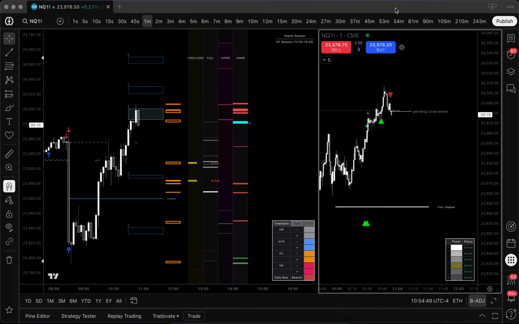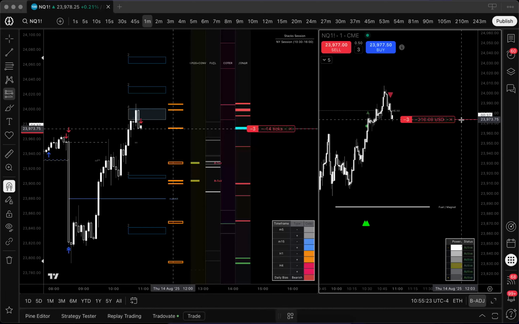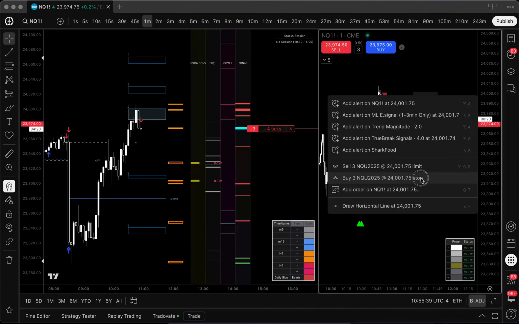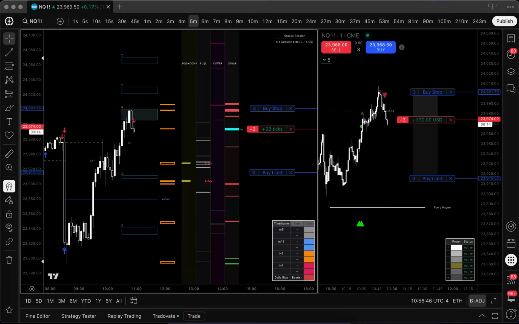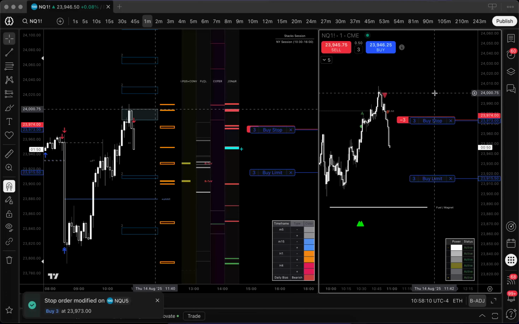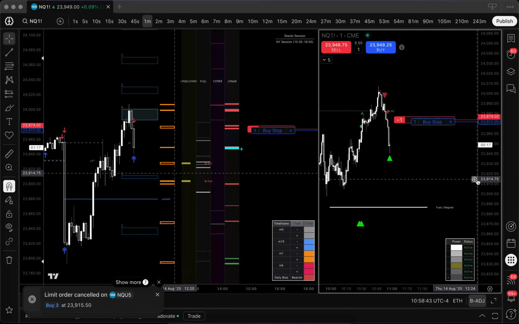So here we have a recording just from the other day where I am going through what looks to be an A setup. So an A setup, using TrendMag in this example, you'd be sweeping shark food fuel, and then you would be ultimately targeting your 2R and leaving a runner, right?